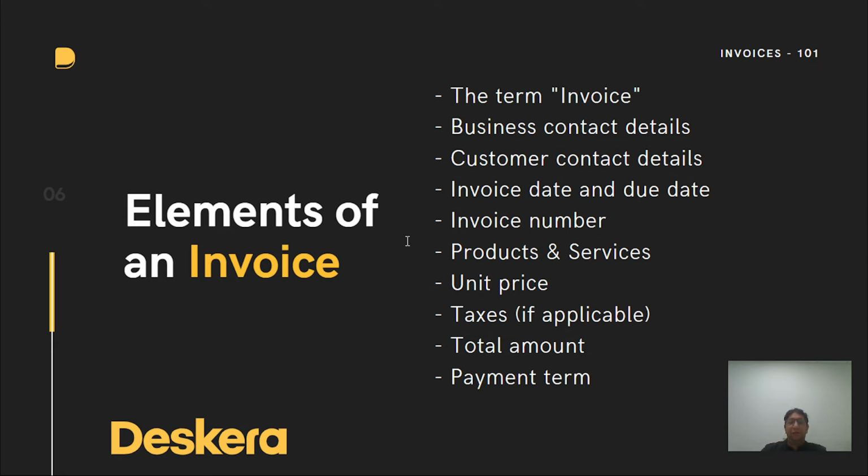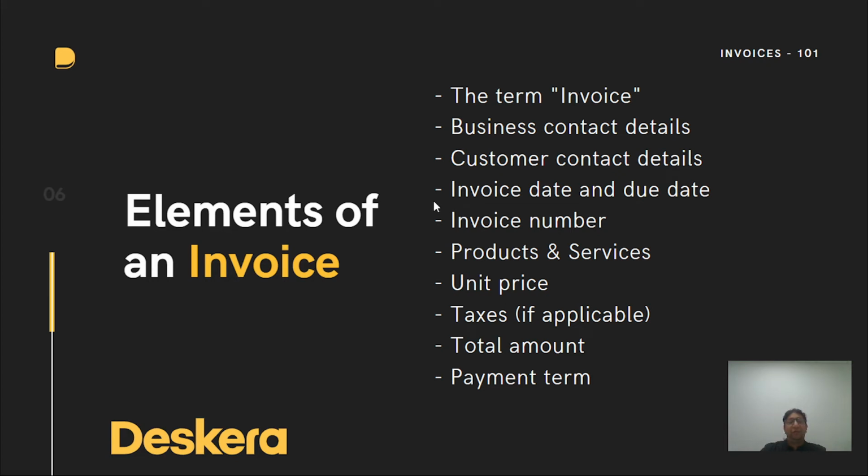Then we need to have the due date and the billing date. So it is important that when was the invoice generated and when is it due. Invoice number is a unique sequential code that is used to differentiate between the multiple invoices that are being generated. Again, this invoice number is very, very critical in terms of generating financial reports and the statutory reports.